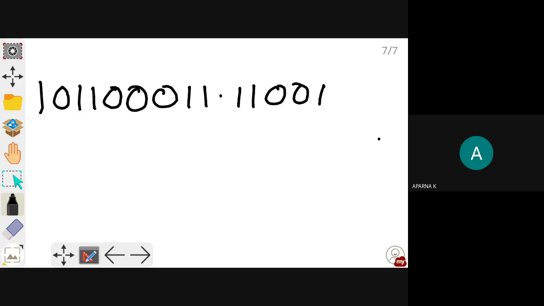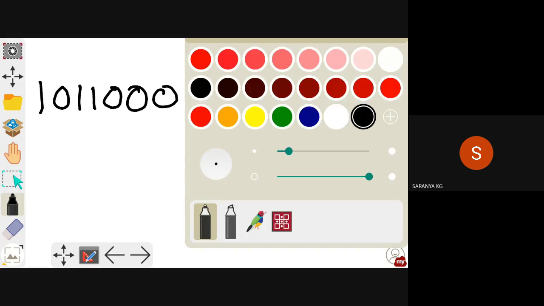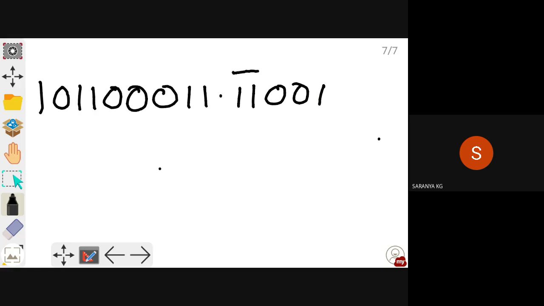So you have to divide this binary into 3 bits. How will you divide? You have to take the binary point. From the binary point you have to go in this direction and in this direction. Usually you go in the direction of 2 power minus 1, minus 2, minus 3, and then 2 power 0, 1, 2, 3.